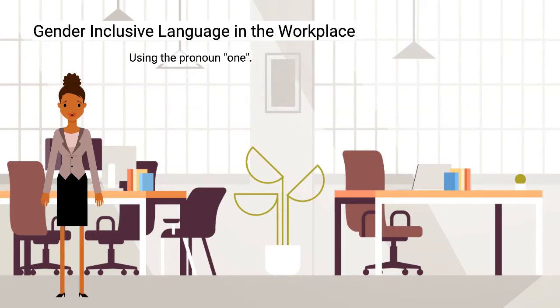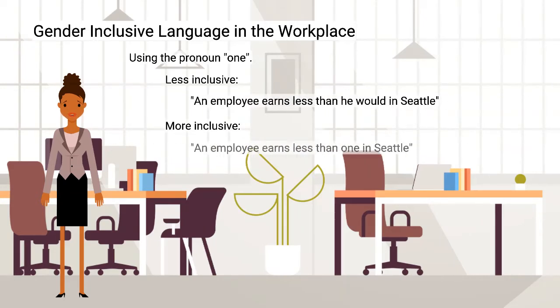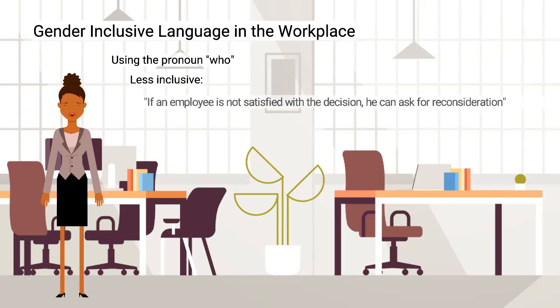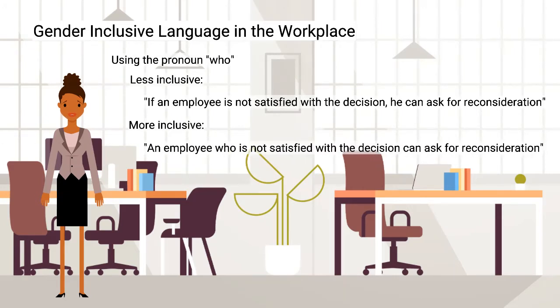When using the pronoun one, you can change the communication and make it more inclusive. Let's look at an example. Less inclusive. An employee earns less than he would in Seattle. More inclusive. An employee earns less than one would in Seattle. Just like the pronoun one, the pronoun who can also be an effective way to make language more inclusive. Less inclusive. If an employee is not satisfied with the decision, he can ask for reconsideration. And to make it more inclusive, an employee who is not satisfied with the decision can ask for reconsideration.